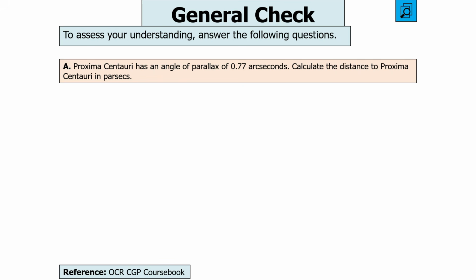Proxima Centauri has an angle of parallax of 0.77 arc seconds. Calculate the distance to Proxima Centauri in parsecs. As a shortcut, we can say distance in parsecs is equal to 1 over the angle of parallax in arc seconds. So it's 1 over 0.77, which is 1.3 parsecs.